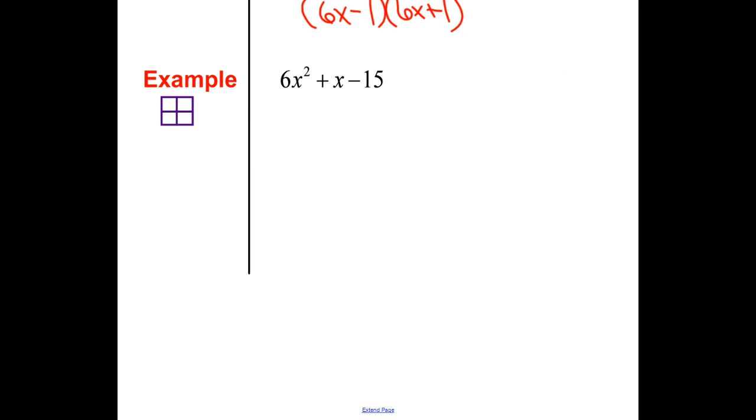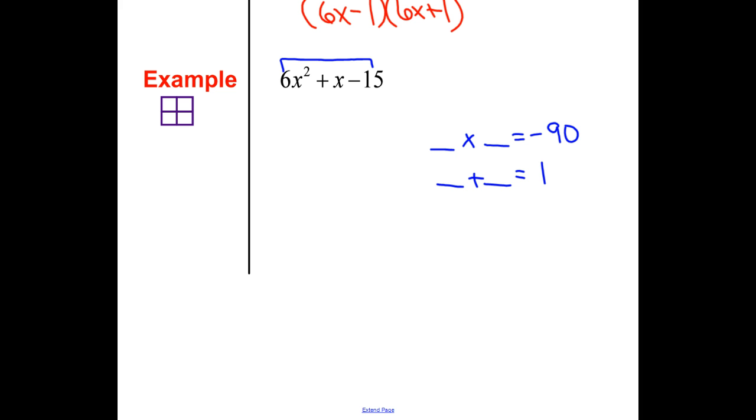Again, let's do this one. We don't have any greatest common factors, so I multiply. 6 times negative 15 is going to get us negative 90. So we need numbers that multiply to get us negative 90, and we need them to add to equal 1.